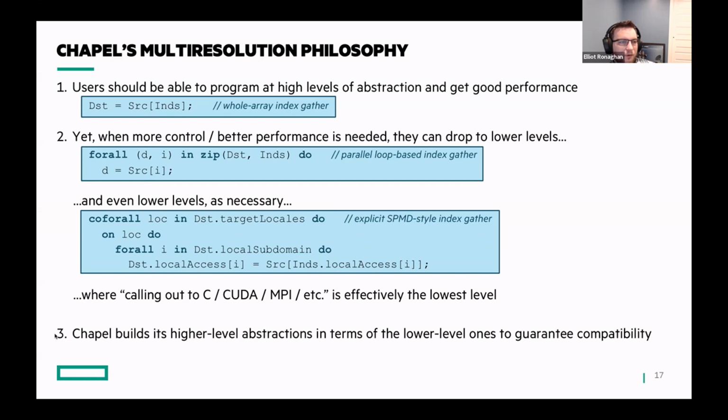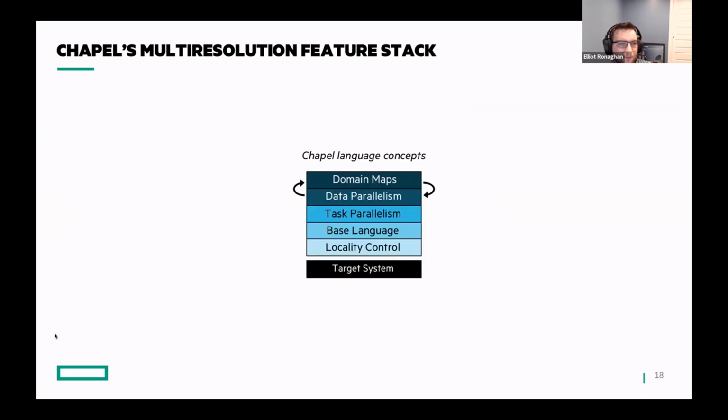A really important note here is that Chapel builds its higher level abstractions in terms of these lower level ones to guarantee compatibility and composability. For all of these examples, the compiler lowers that whole array index gather into the forall, which is actually implemented under the covers with nested coforalls. This is really important for compatibility and composability, but it also means that if users need to go to lower or higher levels, they're not going to see a big performance cliff or anything like that.